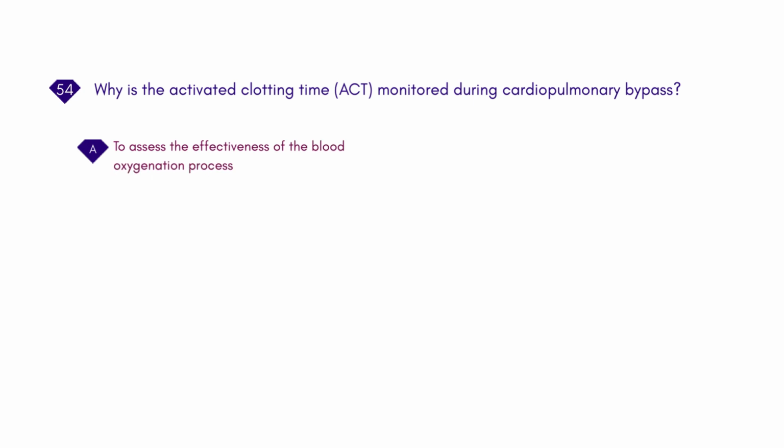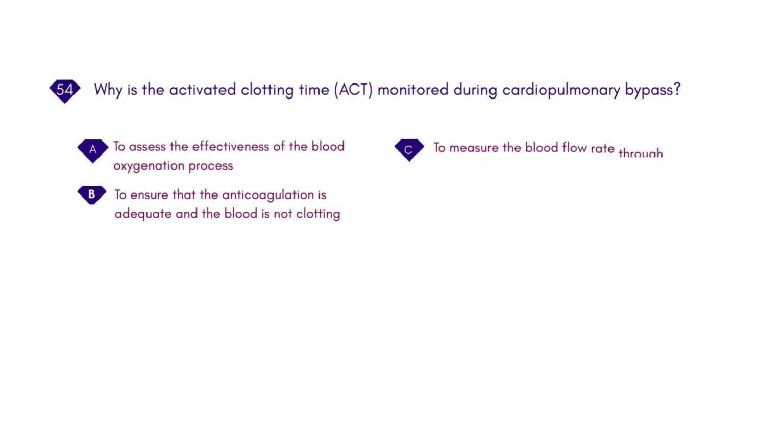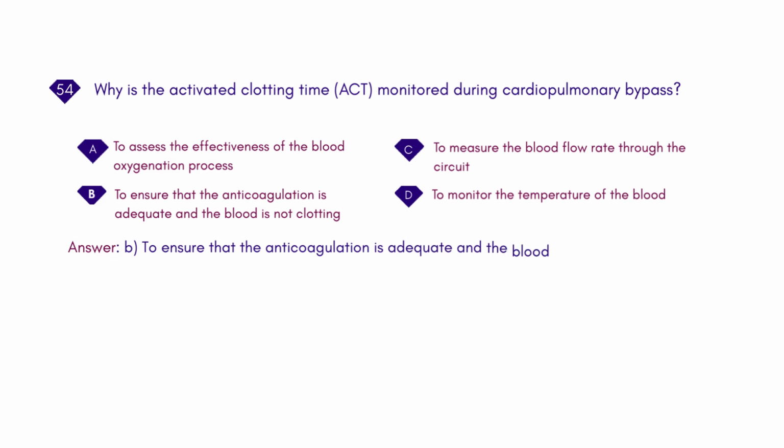Why is the activated clotting time, ACT, monitored during cardiopulmonary bypass? A. To assess the effectiveness of the blood oxygenation process. B. To ensure that the anticoagulation is adequate and the blood is not clotting. C. To measure the blood flow rate through the circuit. D. To monitor the temperature of the blood. Answer: B. To ensure that the anticoagulation is adequate and the blood is not clotting.